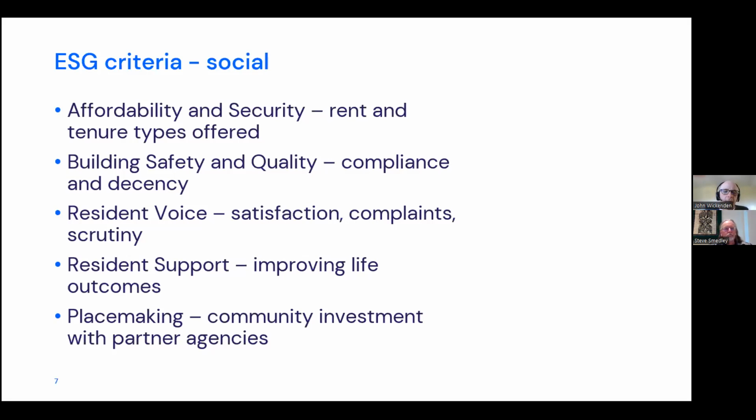Resident support is about how you actually help residents to sustain their tenancies, and how you're improving quality of life for them. Again, open-ended questions, and it's an opportunity for you to say how good you are at putting investment resources back into the community where you manage your stock.